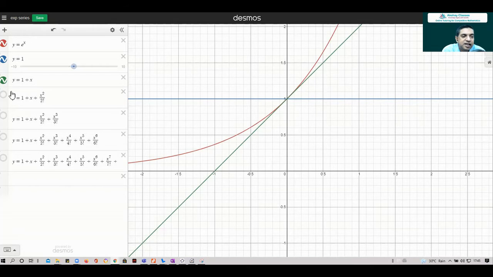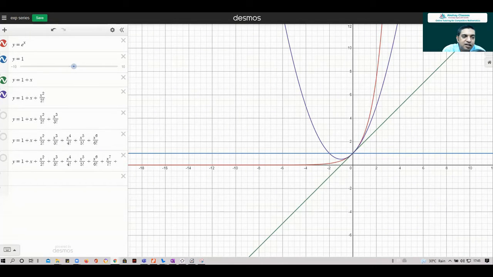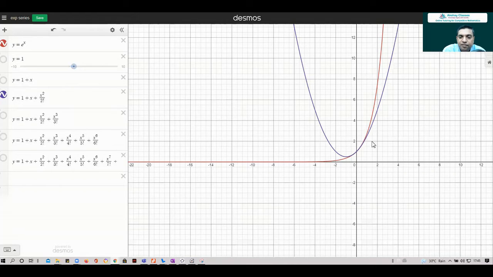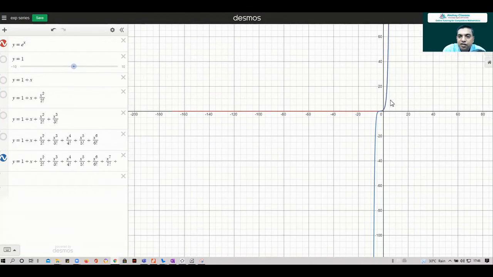All right, next term I add. Now it is getting closer. Same tangent at that point. Now I'm suppressing y equal to 1. I'm suppressing y equal to 1 plus x. There's an overlap. There's a small portion of the curve that overlaps. Then I add 1 more term. Then I add 7 terms. You see the overlap. And then 2 more terms. You see the overlap. So the right hand side you can see is totally getting overlapped.